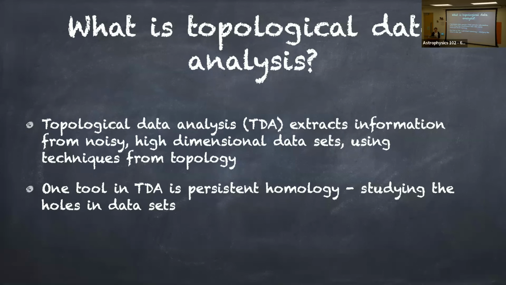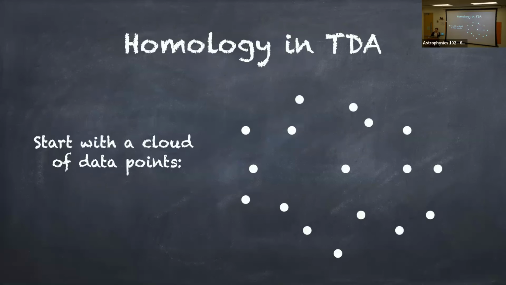But how do you actually do that? In homology and TDA, the idea is to start off with some cloud of points. Generally, this would be a cloud in a very high dimensional space, obviously here I'm restricting that to 2 dimensions. And this cloud represents your data points.